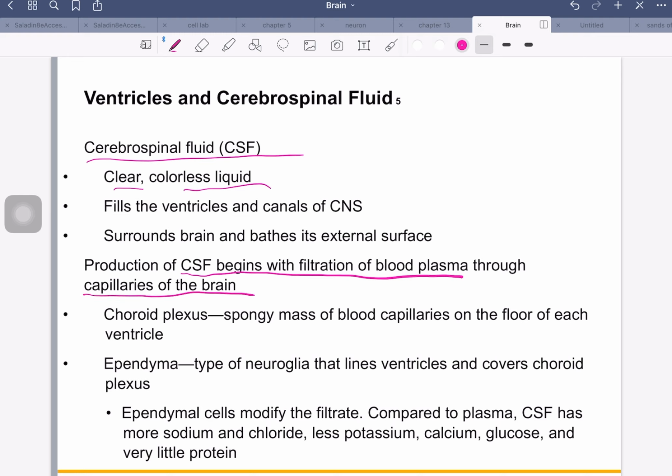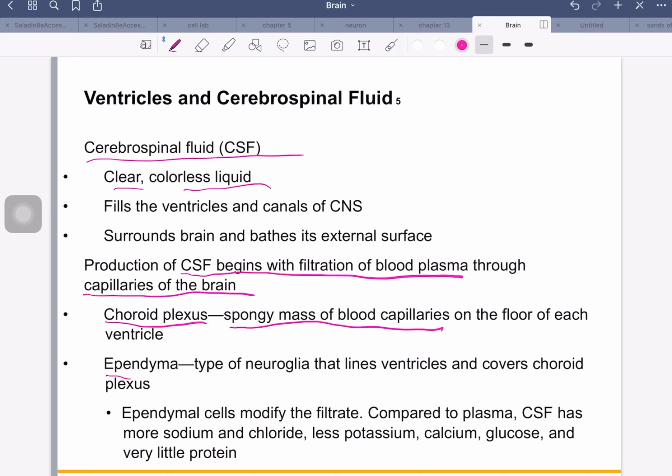And we just saw in the previous, I highlighted the choroid plexus. Go back, zip back if you need to see it. And the choroid plexus is basically this mass of blood capillaries on the floor of each ventricle. And it's through these specialized capillaries that we get basically a leakage of fluid and certain things. So CSF isn't the same as blood, but it's derived from blood. It has some of the components of it.